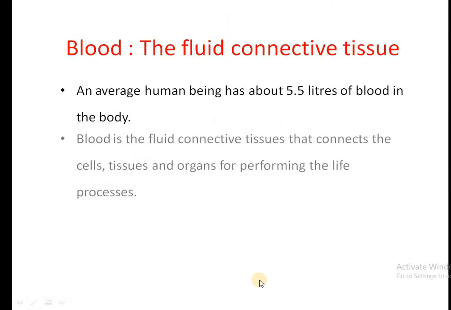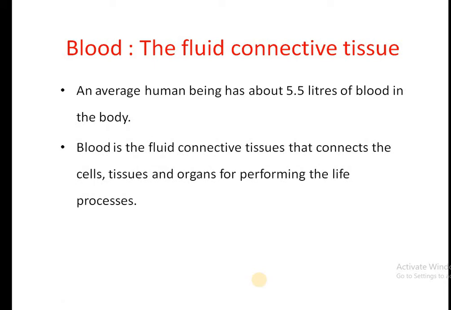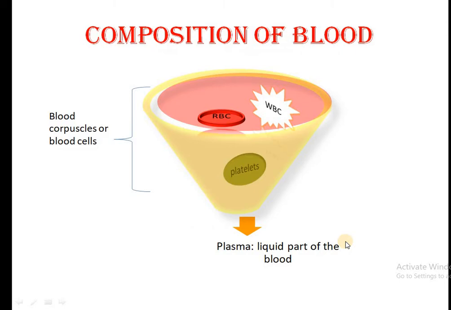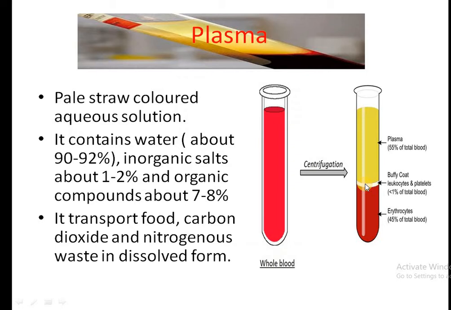You must be knowing that an average human being has about 5.5 liters of blood in their body. It is red in color due to the presence of hemoglobin. What is the composition of blood? I have discussed already that blood consists of two important components, blood corpuscles or the blood cells and the plasma, that is the liquid part of the blood. Blood cells: RBCs, WBCs and the platelets.